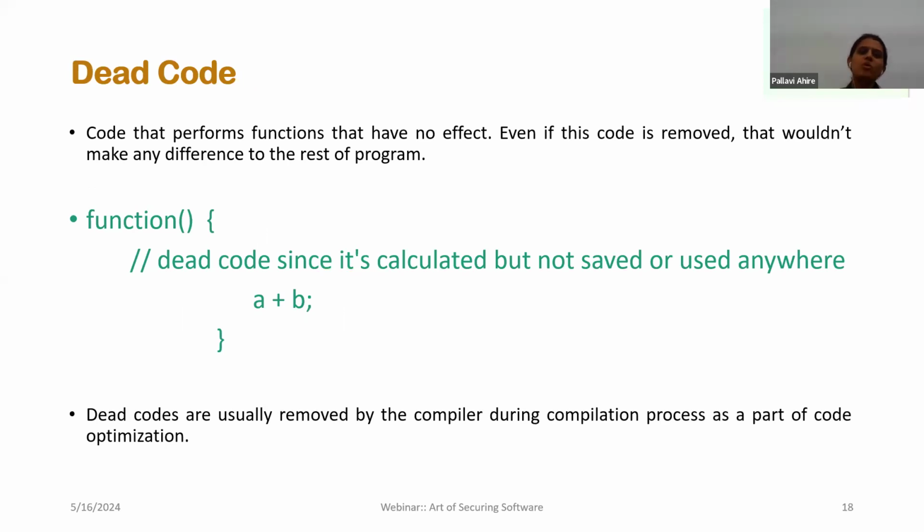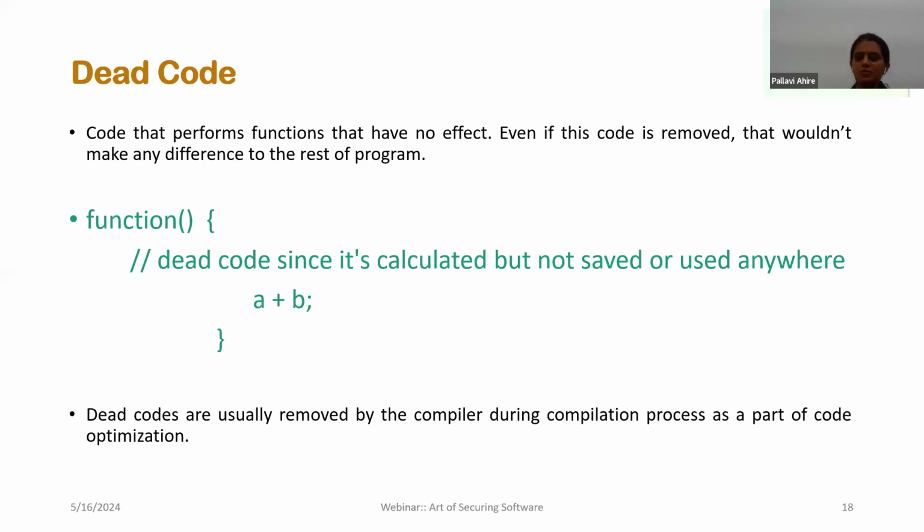Sometimes we also have dead code, that is, code which does not perform any function and does not have any effect in the program. Even if we remove it, it will not make any difference to the rest of the program. So if you calculate a function and later add to it, it is just calculated, but it is not used and not saved anywhere.